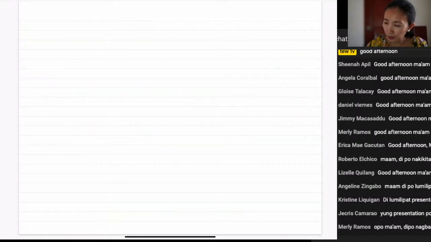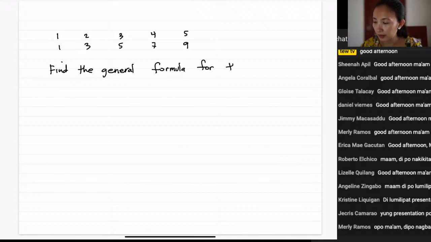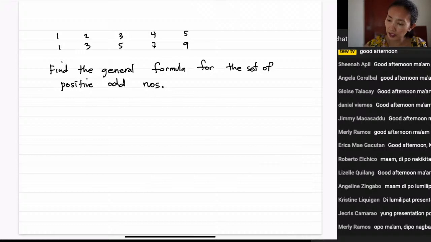So, we have the first odd number is 1, the second is 3, the third is 5, the fourth is 7, the fifth is 9. Suppose I'd like you to find the general formula for the set of positive odd numbers. Okay? So we consider only the first 5.